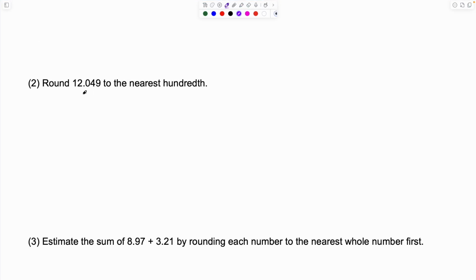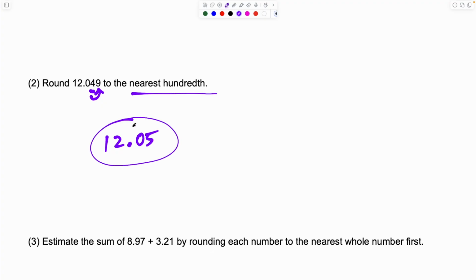Question 2, we want to round 12.049 to the nearest hundredth. Now, if you have to say this properly, this would be 12 and 49 thousandths, but we're rounding this to the nearest hundredth. So we look here at the hundredths place is a 4. To the right is a 9, which tells us to round this up. So we would have 12.05. Okay, and this would be our solution to question 2.